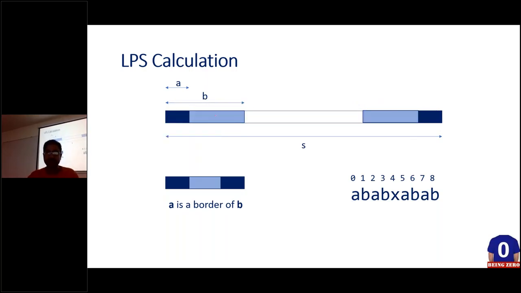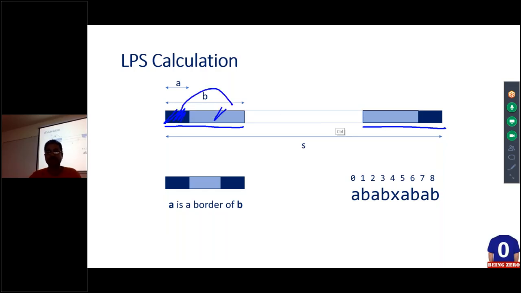If A is a border of B, then A is a border of this side also, right? Let's say this was the full border. Don't go into color. Inside this border, if this part was a border, it means the same thing was here also. And we already know that this is a border, which means both are the same, so here also the same thing is there. Right? How do we use it?